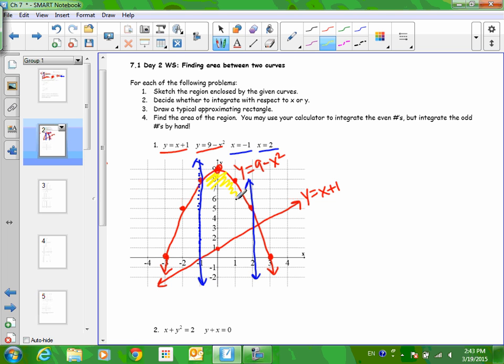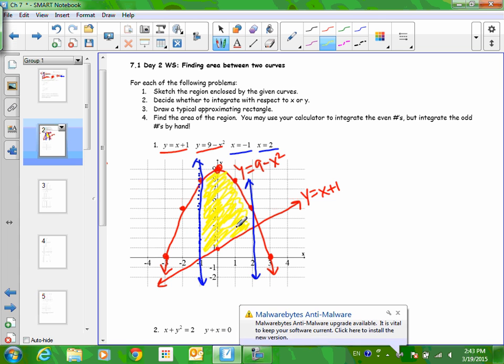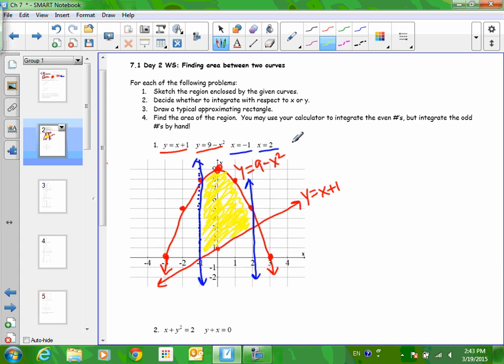If you're doing this with a pencil, I want you to just lightly shade the inside. If you have a highlighter and you want to do that, that's cool too. That is the area that we are going to find. It's the area that is blocked in by all of those things.